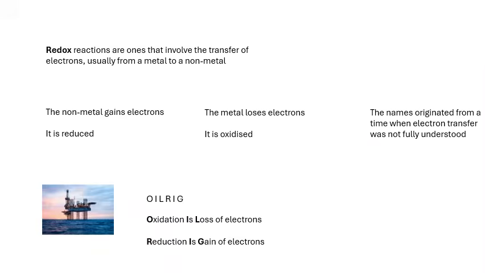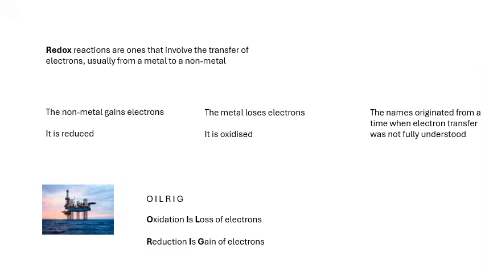A redox reaction is one that involves electrons being transferred, okay? Usually from a metal to a non-metal, yes? So the metal gives its electrons to the non-metal. Usually, there are other redox reactions. The non-metal gains electrons, and we say it has been reduced, and then the metal loses electrons, and we say it has been oxidized, and that's why it's called redox, like reduction and oxidation.